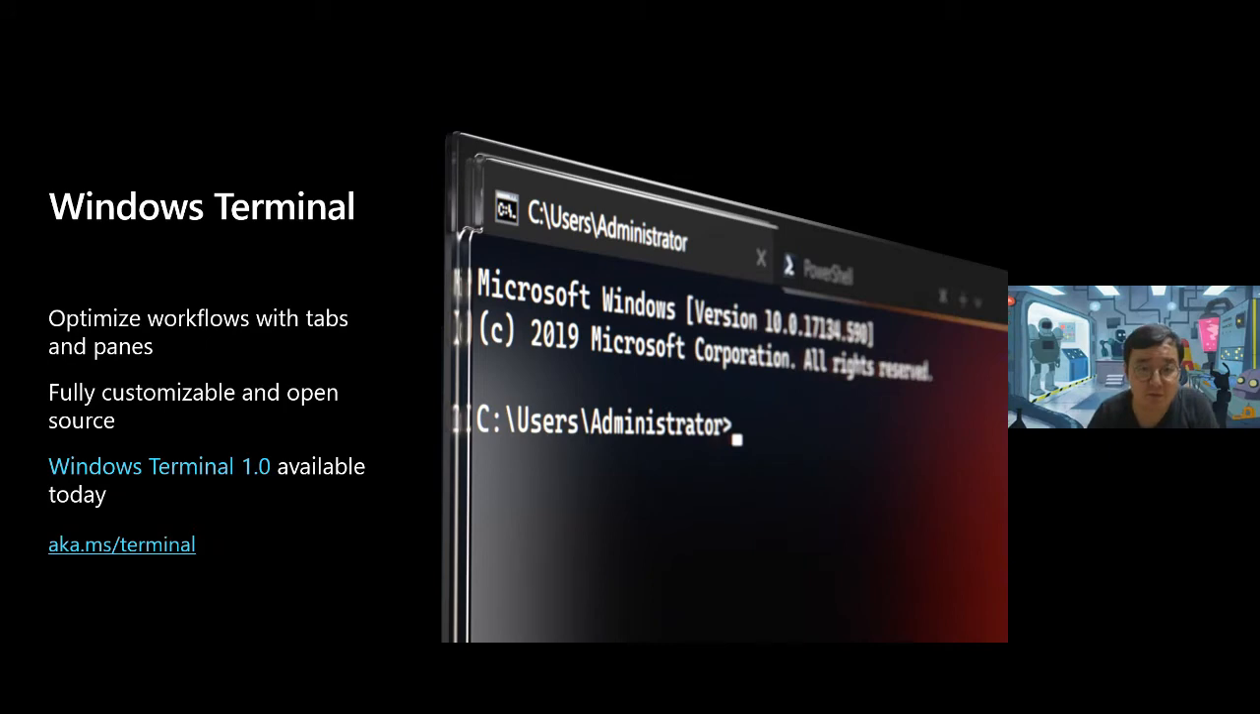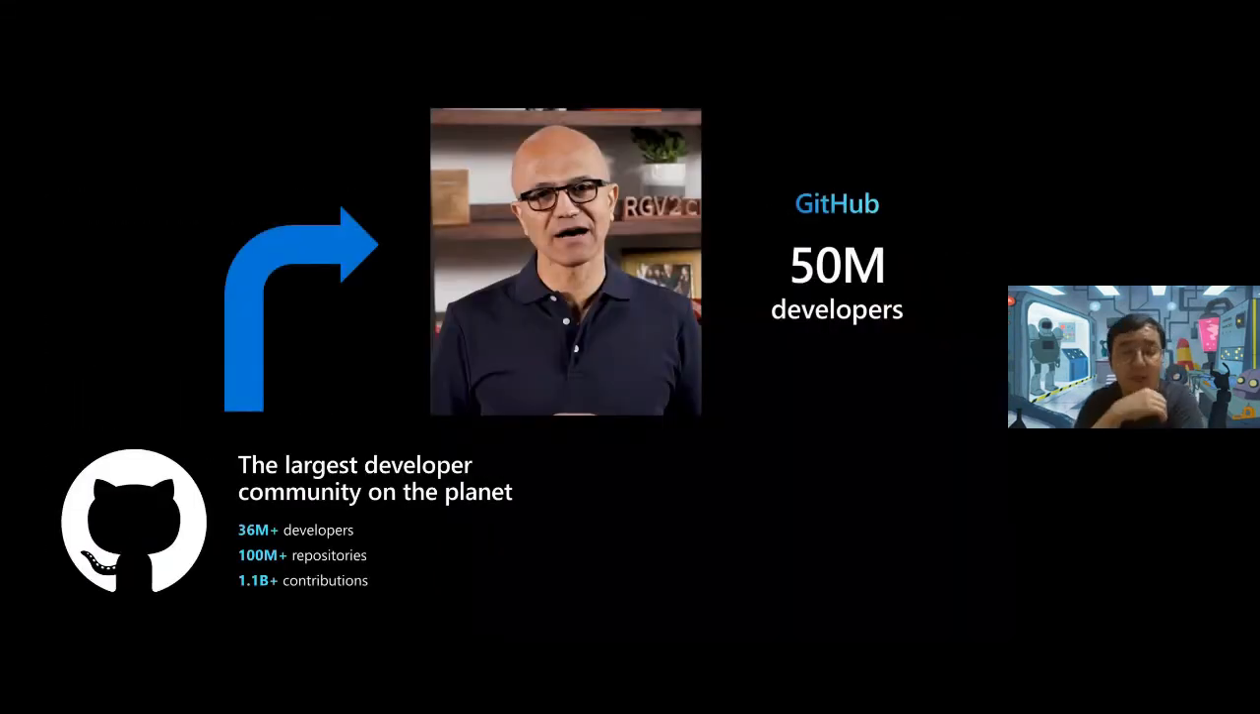Okay, then let's move to the next thing. On the last Build 2020, GitHub was again emphasized. Satya, in the keynote, emphasized that there are so many developers on GitHub in 2020. There are 50 million developers on GitHub. Those statistics were much higher than last year.